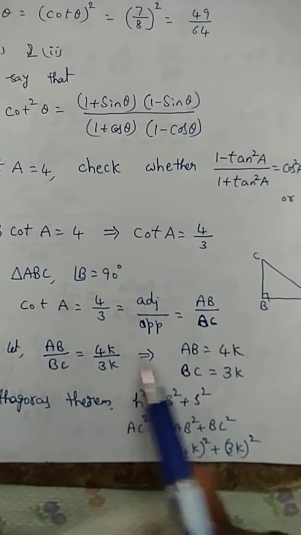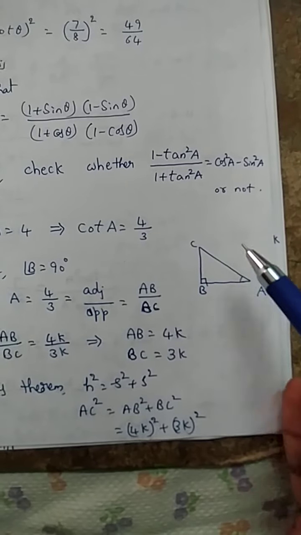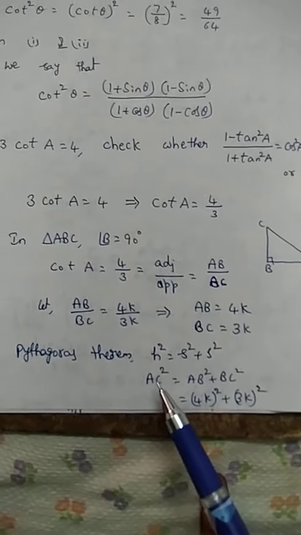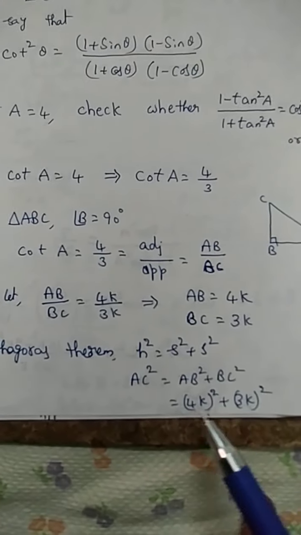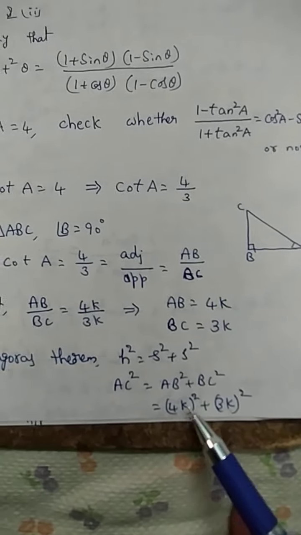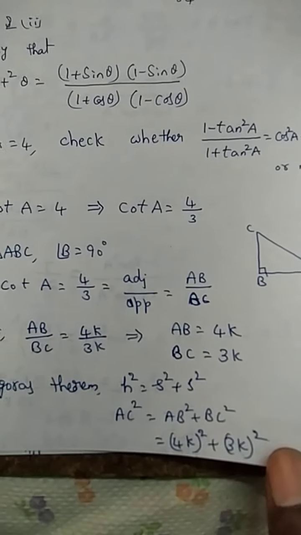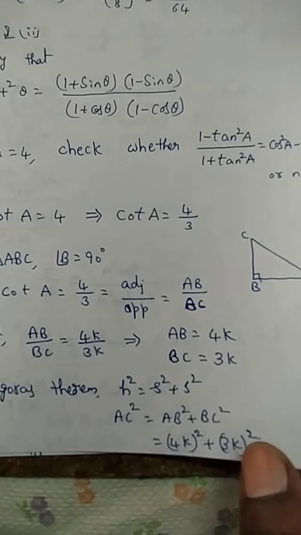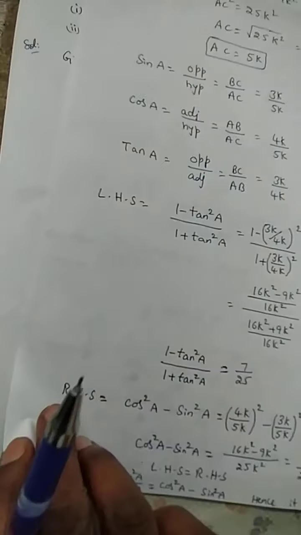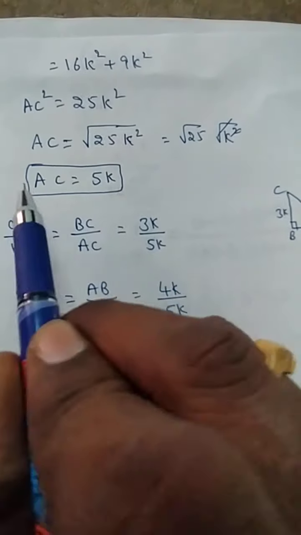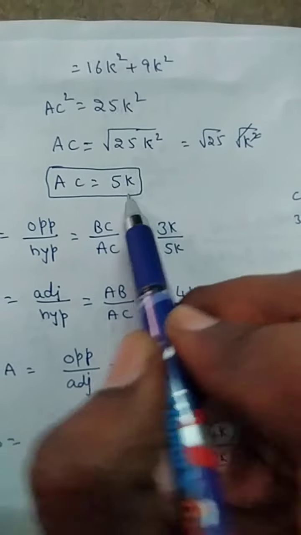We don't know the measure of AC, so we can find it using the Pythagoras theorem: hypotenuse square equals side square plus side square. AC square is equal to AB square plus BC square. By substituting those values, 4k whole square plus 3k whole square. 4k square is 16k square, 3k square is 9k square. 16k square plus 9k square is 25k square. So AC is equal to root of 25k square, then AC is equal to 5k.